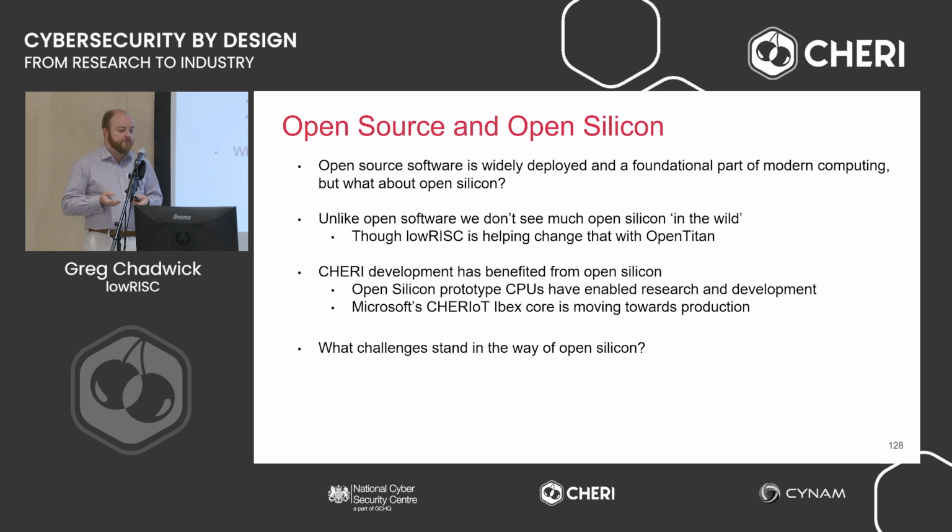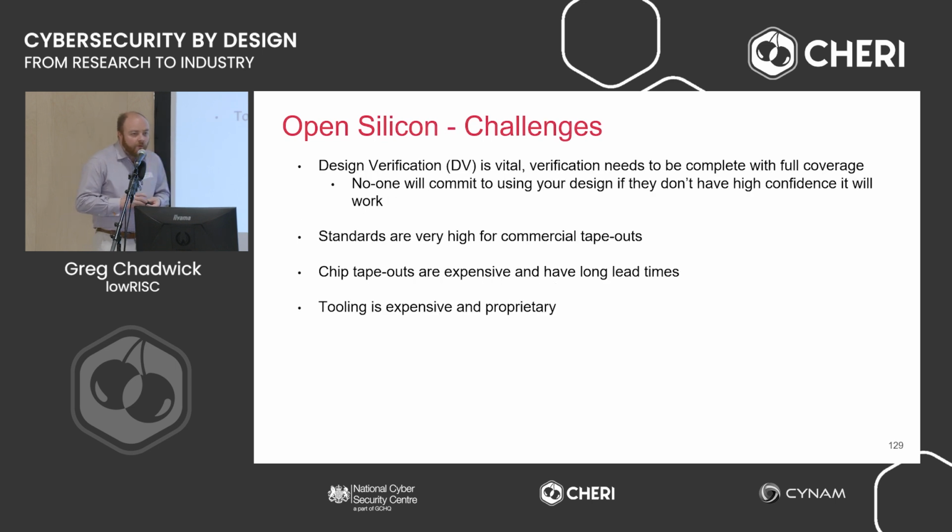So one question to ask here is, open source has been a massive success, so what challenges are standing in the way of open silicon to maybe make it a similar success? Well, there are some similarities to open software, but it's also got some unique challenges. One major challenge of open silicon is DV, design verification. Obviously, software also requires testing. But software doesn't have to be taped out into a physical artifact.